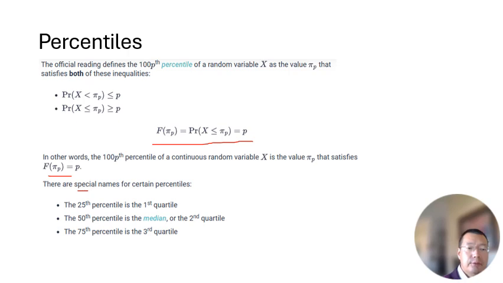The 25th percentile is the first quartile. The 50th percentile is the median or the second quartile. Similarly, the 75th percentile is the third quartile. Here you need to understand the 50th percentile is the median. You need to remember the concept of a median, because later we will learn the concept of mean. Based on this, we can say that median is not always the same as mean.